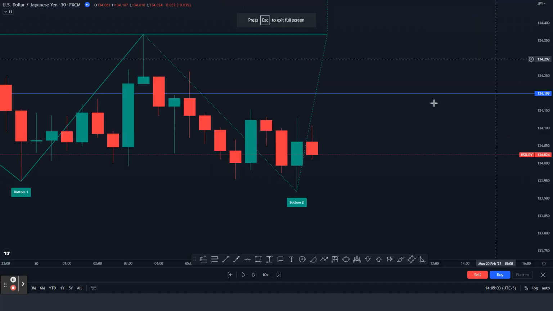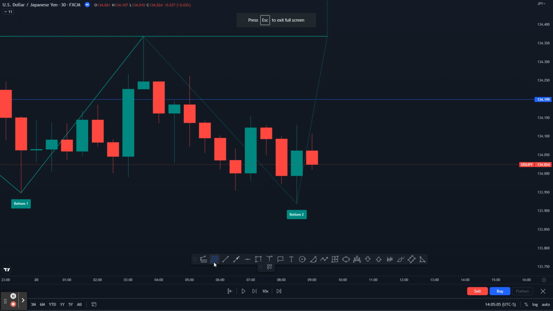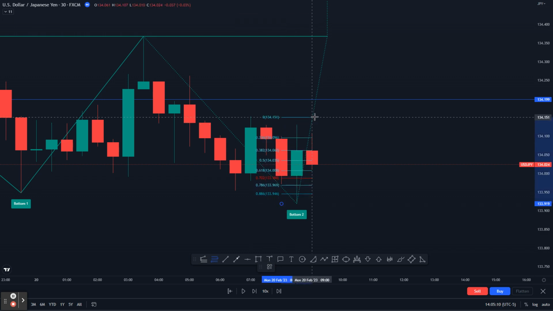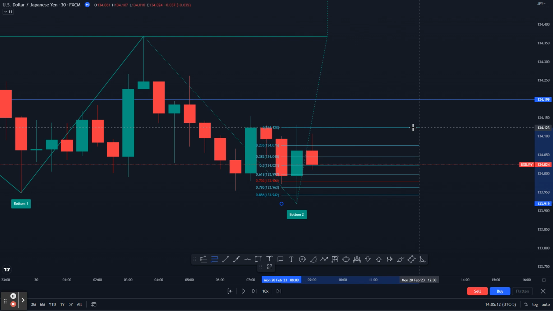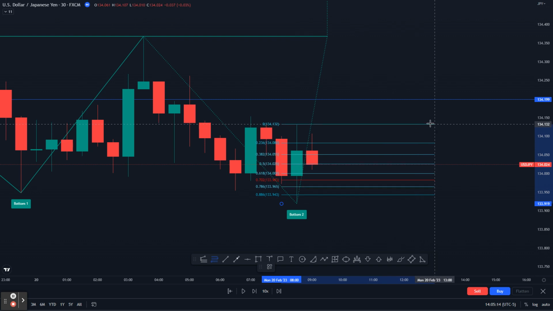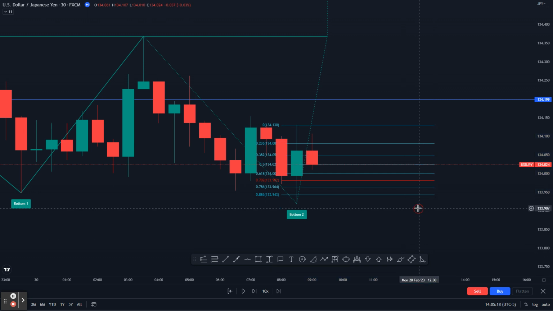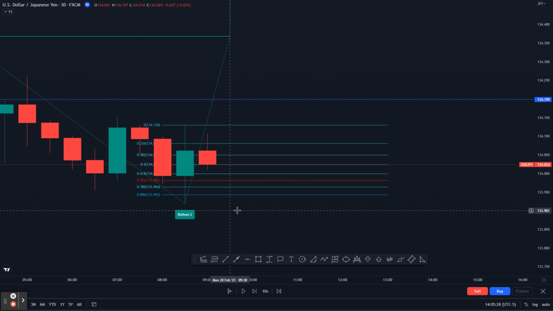A little bit of higher time. All right, so here we go. We're going to measure this impulse. Okay. So I'm showing you how you can get into the trade if you already missed this and you feel like it's too late. You could wait for a pullback. Why? Because we could use the 23% retracement rule.